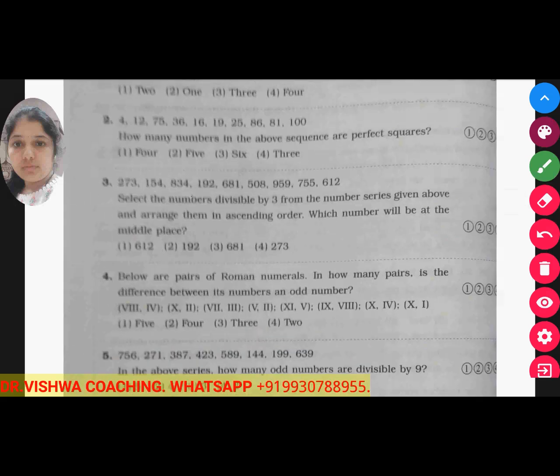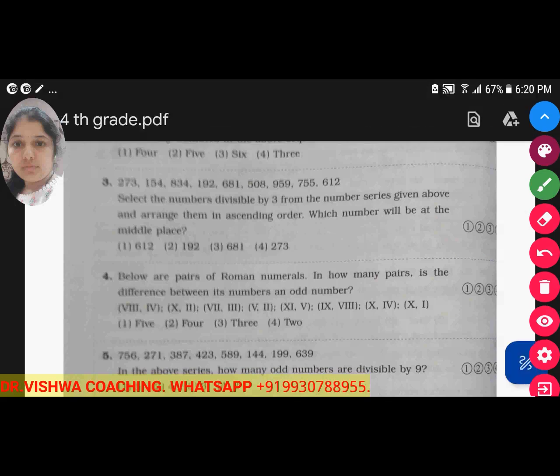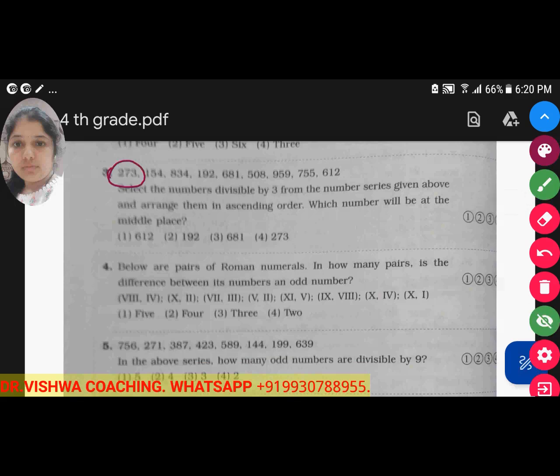Now 273, 154, 834, 192 are the given number series. Select the numbers which are divisible by 3 from the number series given above and arrange them in ascending order. Which number will be at the middle place? Now see, the divisibility test for 3 is you add the digits in the given number, and if the addition is divisible by 3, the number is divisible by 3. So 273, total addition is 12. So this number is divisible by 3 because 3 fours are 12.